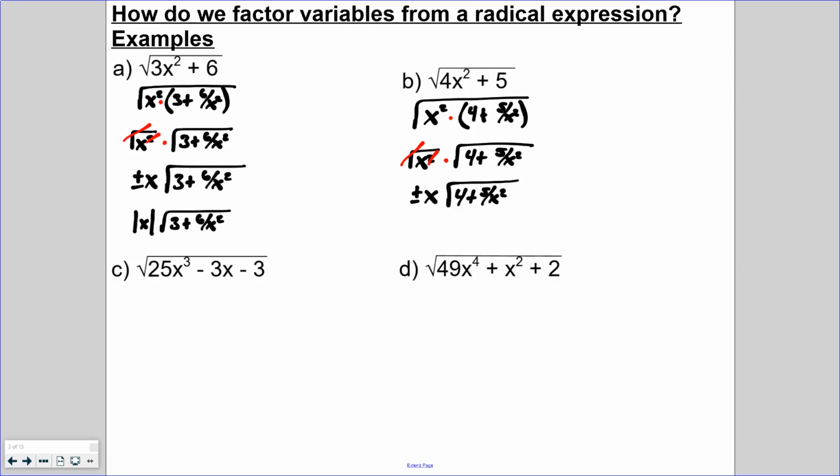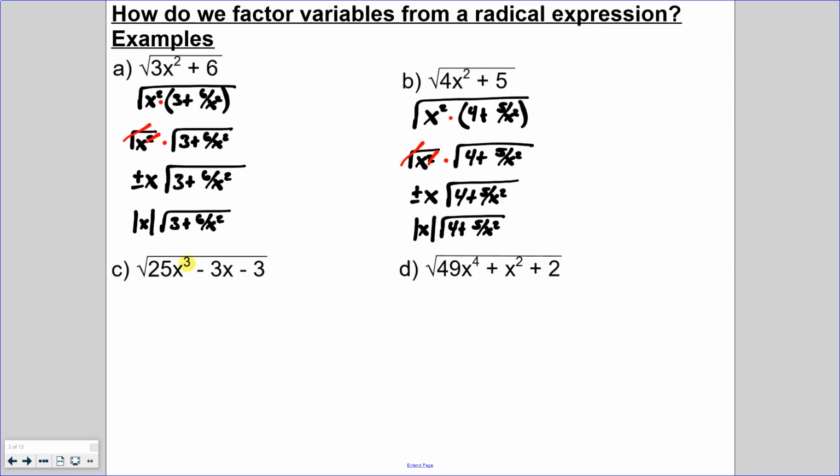And again, if that plus or minus x in the front is making us feel a little bit uncomfortable, a little bit unsure, remember we can always rewrite it as the absolute value of x times the square root of 4 plus 5 over x squared. Boom, factored. Moving on to letter C, here we have the square root of 25x cubed minus 3x minus 3.